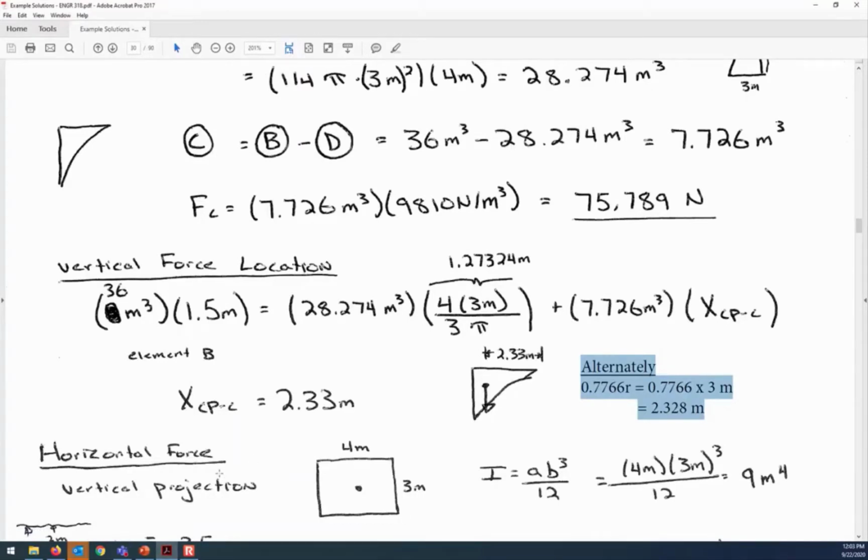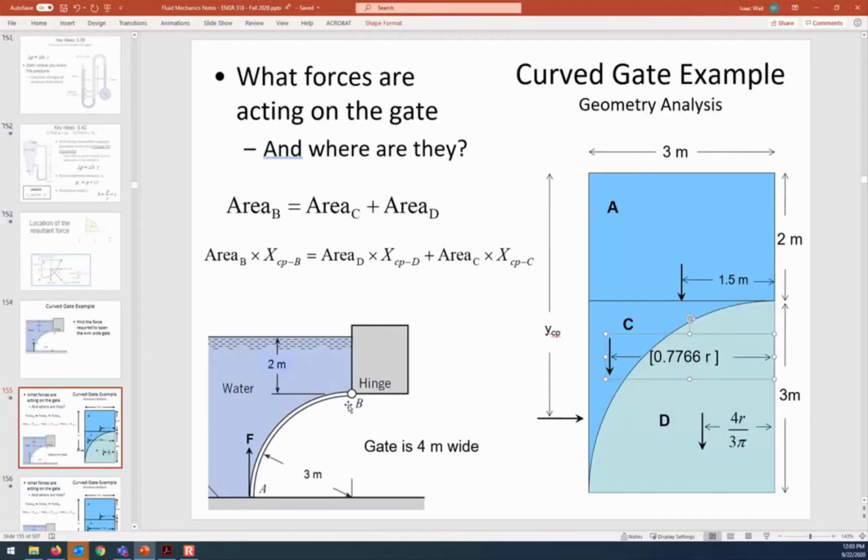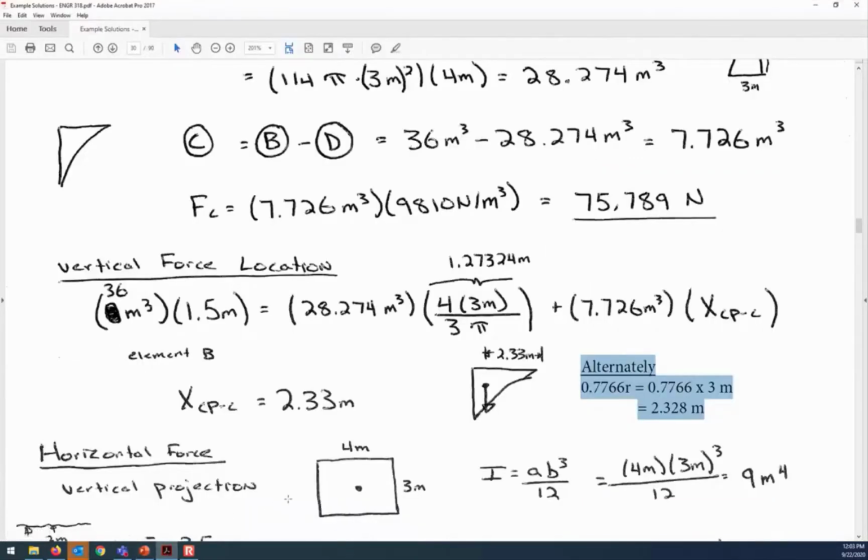So the horizontal force is as though we are considering the vertical projection. And this gate, its vertical projection is 3 meters tall and 4 meters wide. For some of us, it may take a little bit of practice to visualize what the projection looks like. So if you have to, grab a piece of paper and look at it from different angles and convince yourself that, oh yeah, that curved gate has a projected height of 3 meters and a width of 4 meters. So that makes the vertical component B and the horizontal component A.